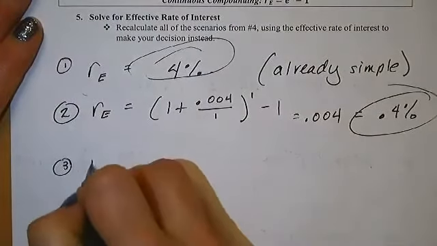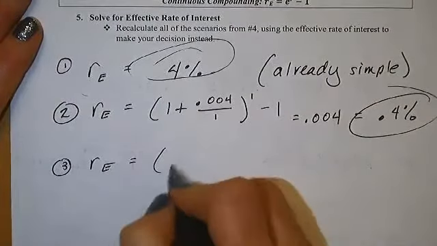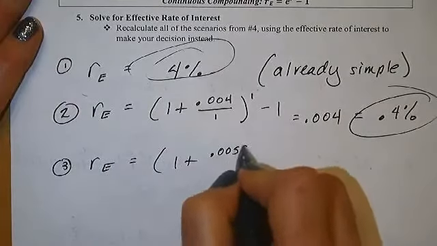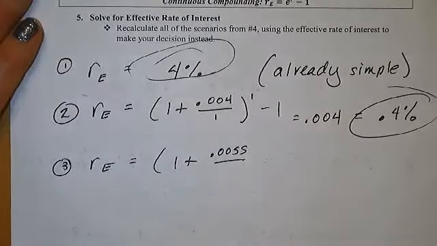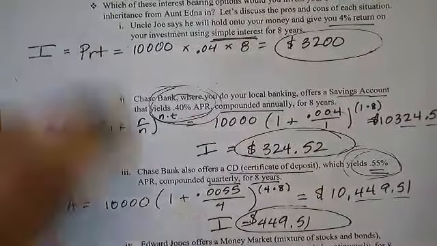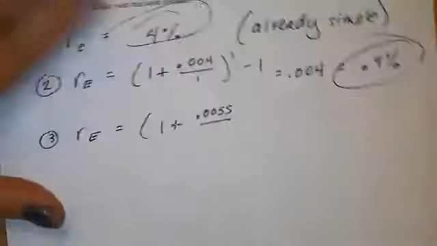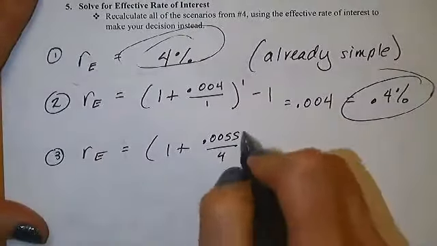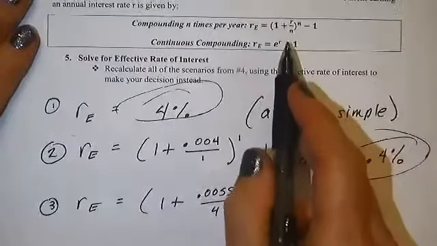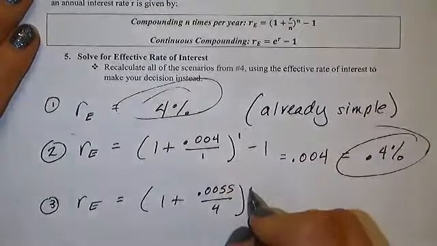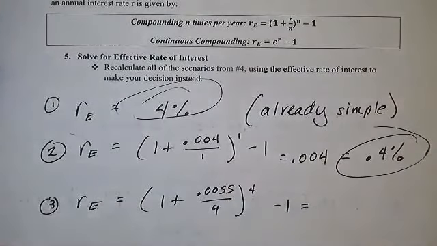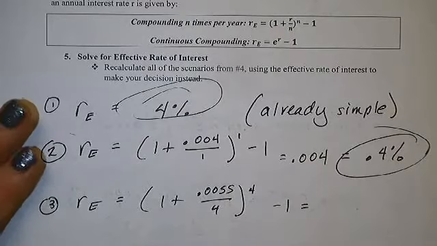Now for the third one, our effective rate is simply going to be 1 plus the interest rate, but we're going to divide that by the number of compounding periods. I believe it was quarterly. Yes, it was. We compounded this account quarterly. So I'm going to put that over 4, raised to the 4th power, minus 1. We're again going to calculate this just like we did the last one. I expect my effective rate is going to be slightly higher than 0.55% because we are compounding more often than just once a year.